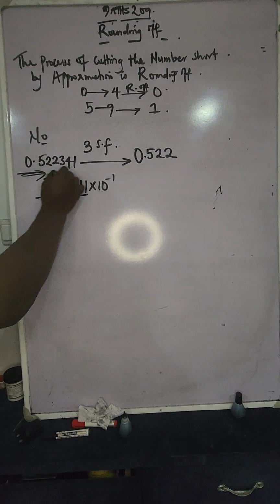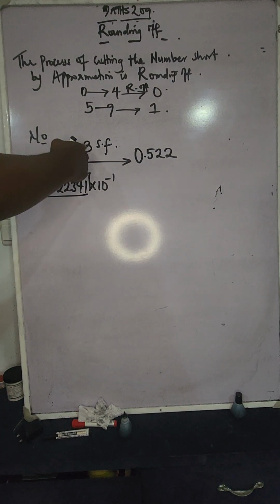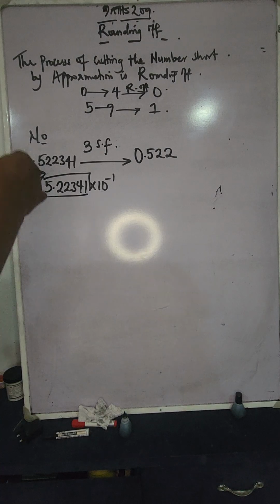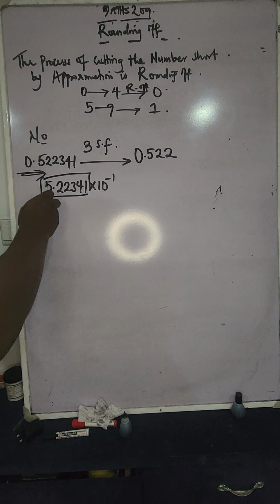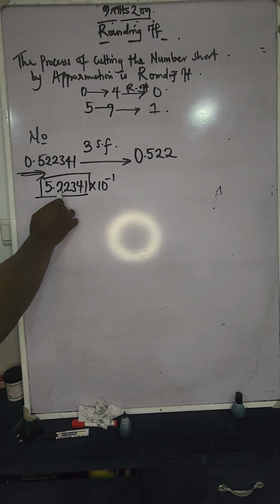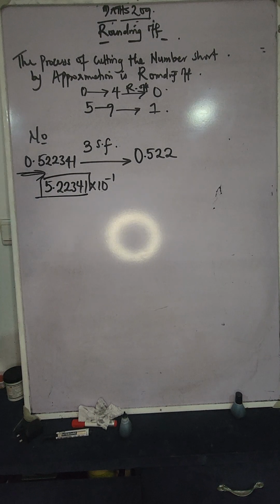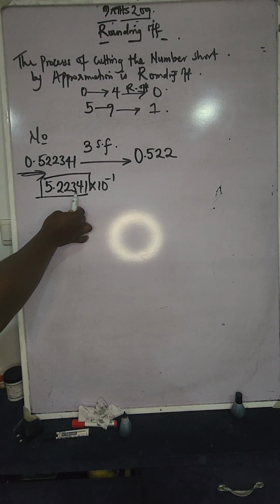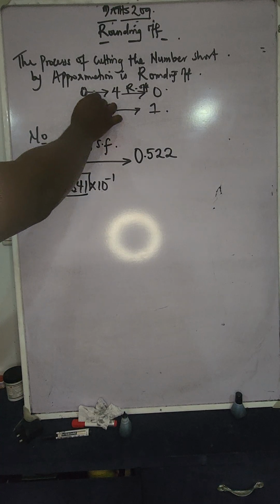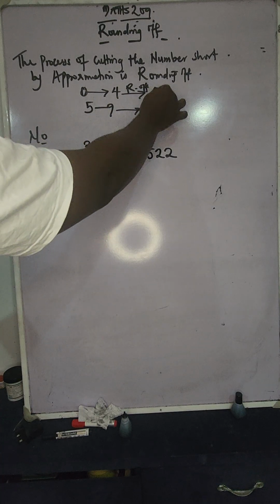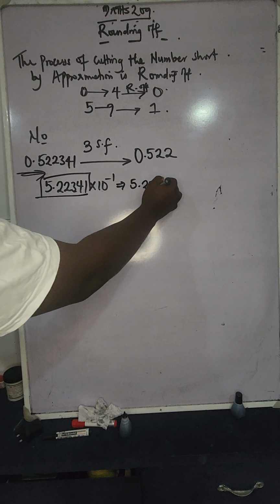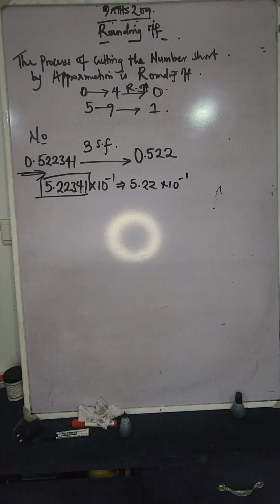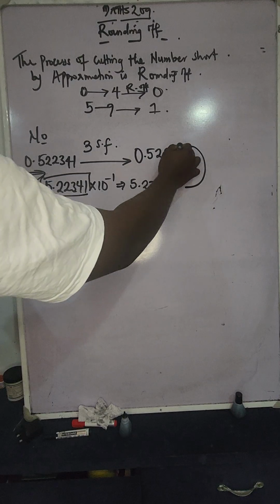All these elements here are significant figures, but we are doing 3 significant figures, so we need to approximate. And so when you do that, what you are going to have is 5.22, because 3 is not up to 5. See, 3 falls between the category of 0 to 4, so we approximate it to 0. So we have 5.22 times 10 raised to power minus 1, which is still the same thing as this.